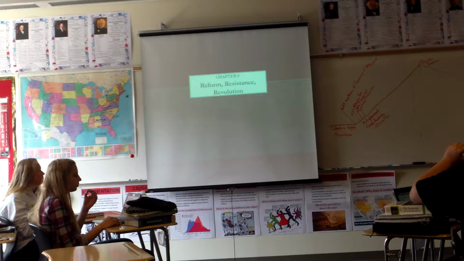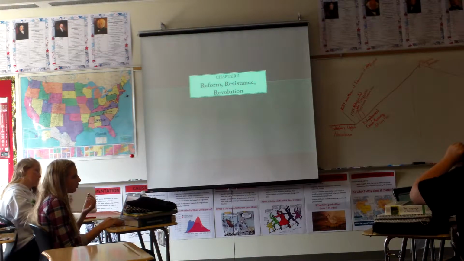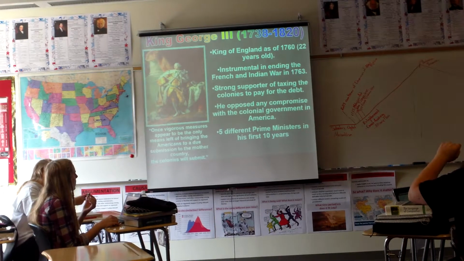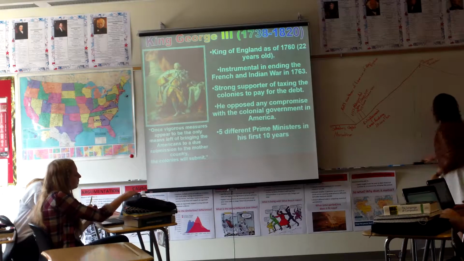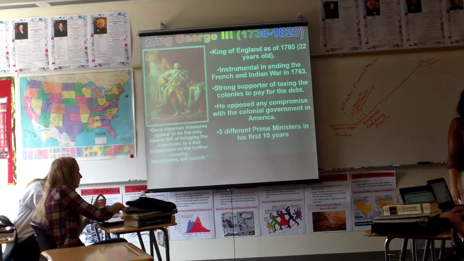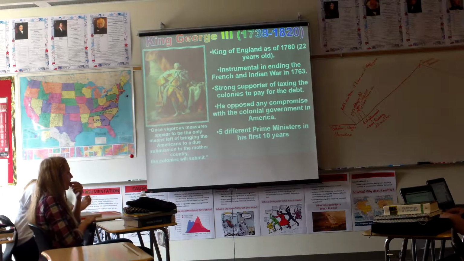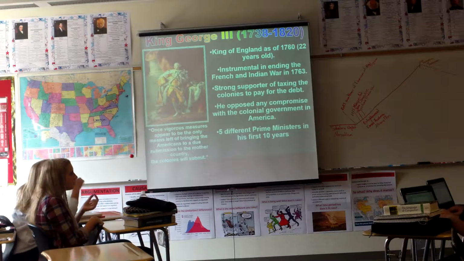All right, so we are moving into chapter 5: reform, resistance, and ultimately revolution. Okay? Dun, dun, dun, dun. So if we think about it, we are on this path, right? We are on our way towards the Declaration of Independence and the ultimate revolution. Okay? So we're going to try to add some things to this as we go through this information also.